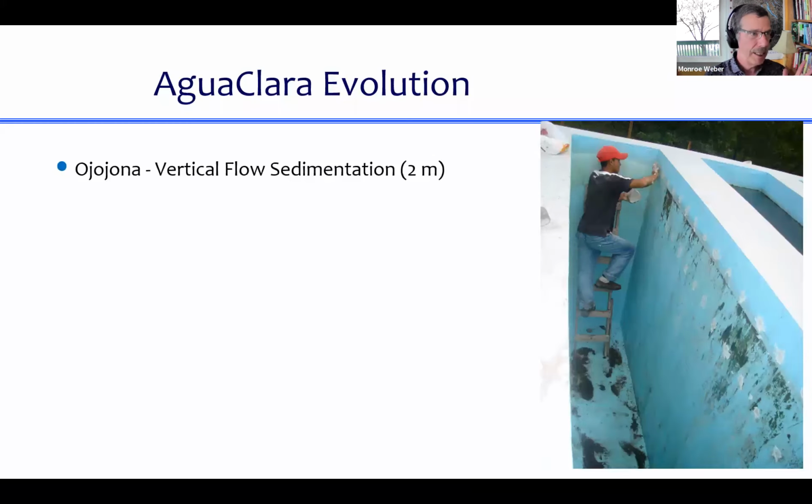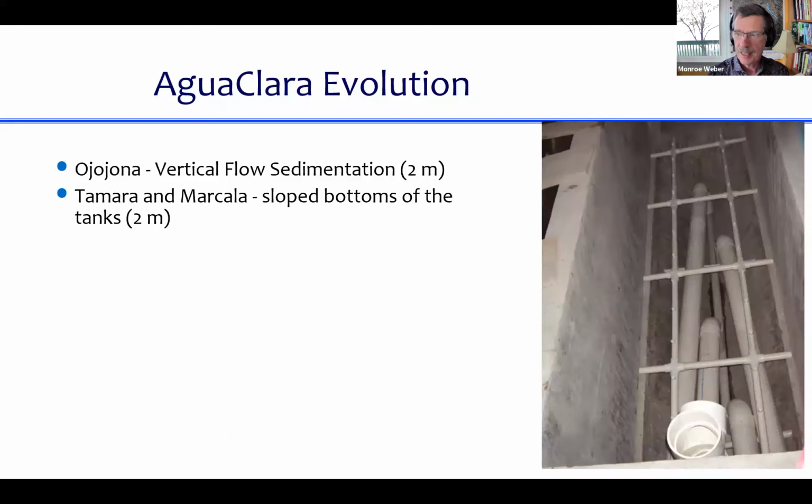So I wanted to be clear that we also made some very bad designs. And I would argue that we continue to make mistakes, and we continue to learn from those mistakes. So here's our very first plant, Ojojona, and it's basically a rectangular box. We designed the simplest thing possible. It's a rectangular box, and now you know there's going to be sludge accumulating in the bottom, and it's going to be a pain.